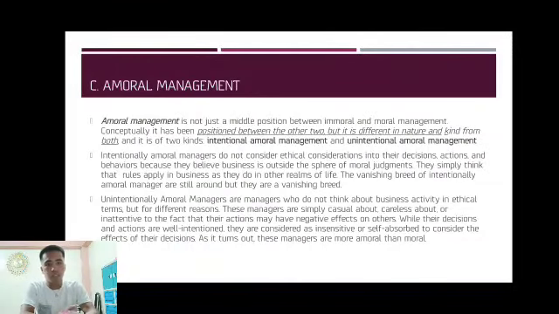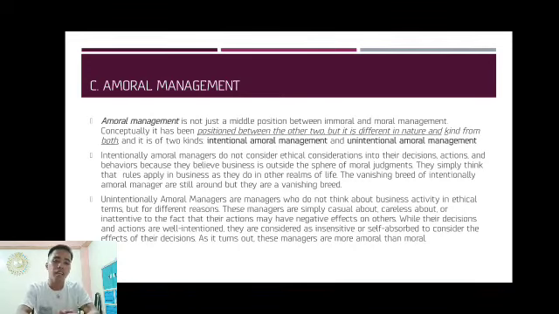Intentionally amoral managers do not factor ethical considerations into their decisions, actions, and behaviors because they believe business is outside the sphere of moral judgment. They simply think that different rules apply in business than in the other realms of life. The vanishing breed of intentionally amoral managers are still around, but they are a vanishing breed.